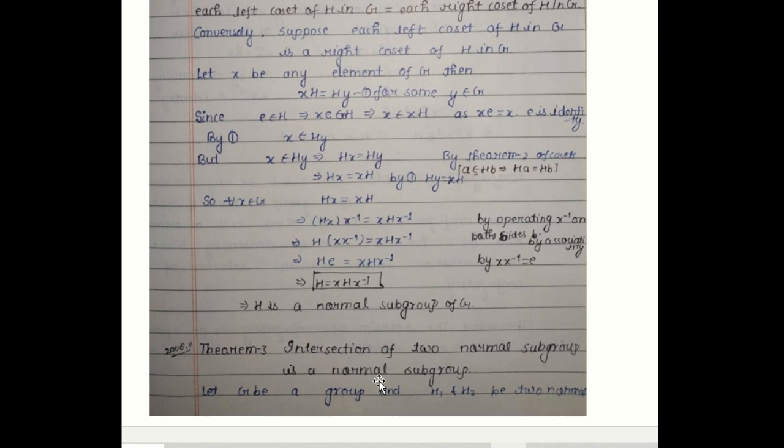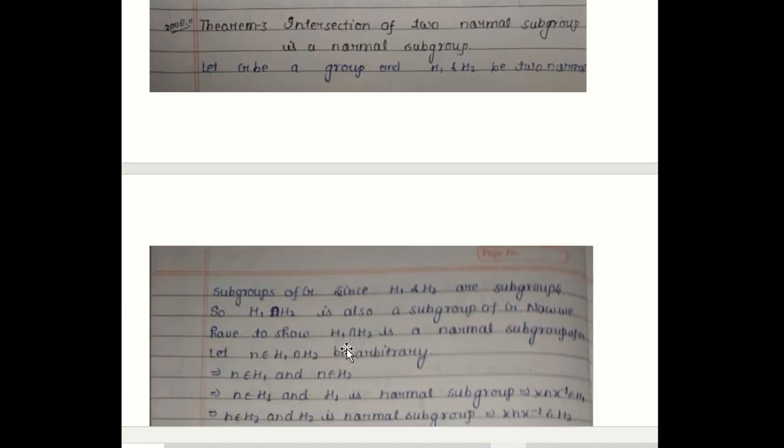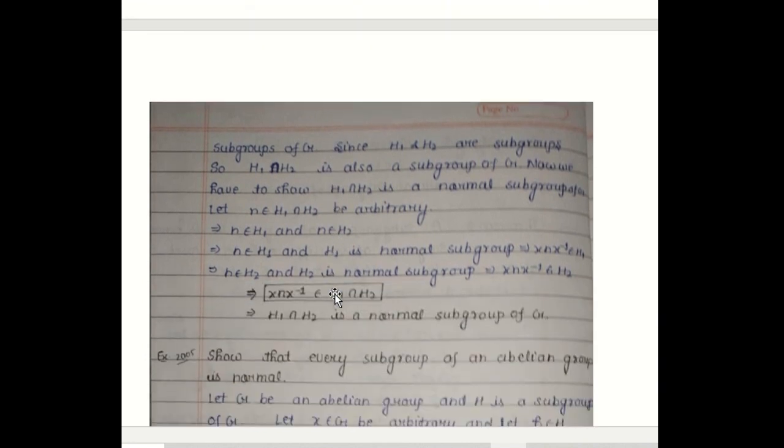So this is the converse part. Now we are moving to the third theorem, which is a very important theorem: the intersection of two normal subgroups is a normal subgroup. We have already seen in the lecture on subgroups that the intersection of two subgroups is a subgroup. Now we have to extend that theorem and show the intersection of two normal subgroups is a normal subgroup. So let G be a group and H1 and H2 be two normal subgroups of G.